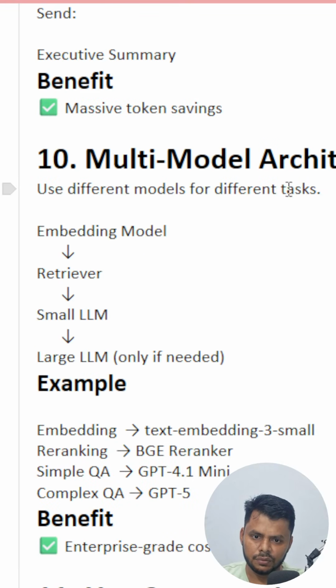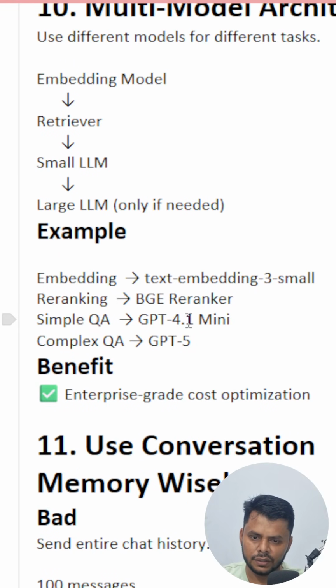Tenth is a multi-model architecture. For the embedding, we can use text-embedding-3-small, BGE re-ranker for the re-ranking, GPT-4.1 mini for simple QA, and for complex QA we can use GPT-5. In that case it is used for enterprise-grade cost optimization.